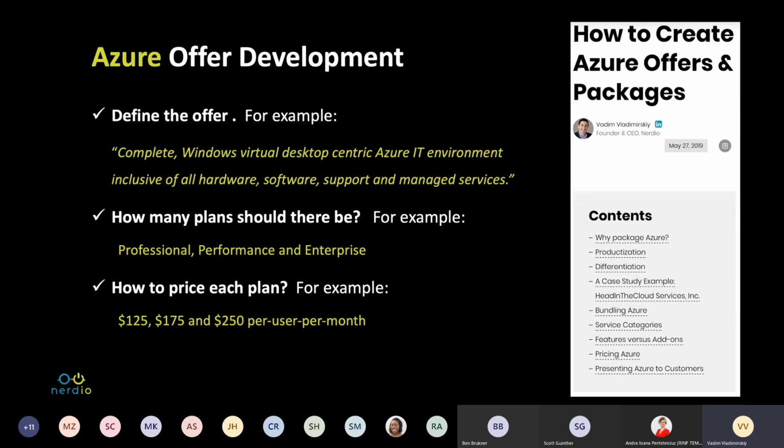Then you need to decide how you're going to price each one of these plans. So again, in this case, we're talking about the complete IT as a service offering that's inclusive of hardware, software, and managed services. And we are going to decide we're going to have 3 plans. We're going to call them professional, performance, and enterprise. And we are going to price them at 125, 175, and 50 per user per month.